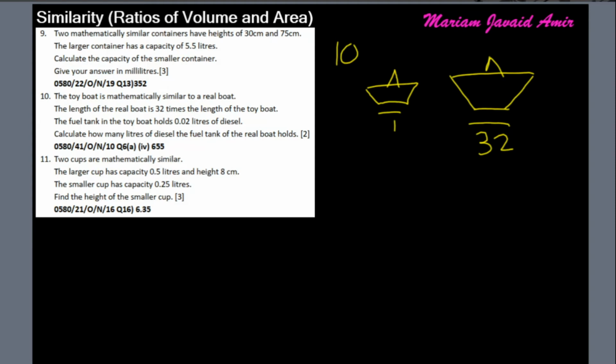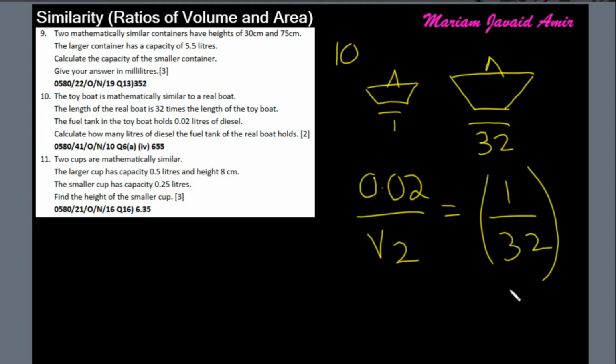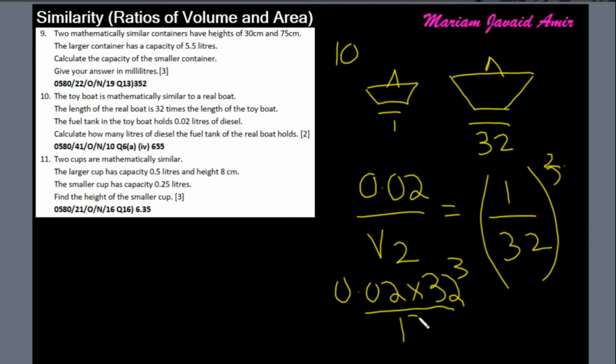Okay, the fuel tank in the toy boat holds 0.02 liters of diesel. So the capacity or the volume of the smaller boat is 0.02. Calculate how much liters of diesel the fuel tank of the real boat holds. So 0.02 over V2 equals L1 is 1 over L2 is 32 whole cube. So let's solve this. 0.02 times 32 cube over 1 cube, which is actually 1, equals to V2.